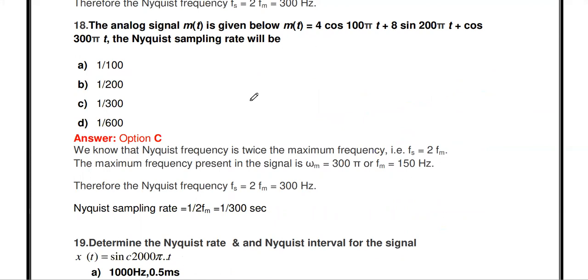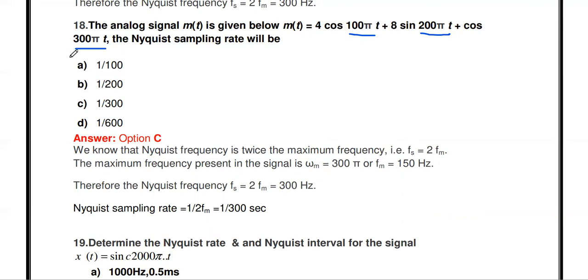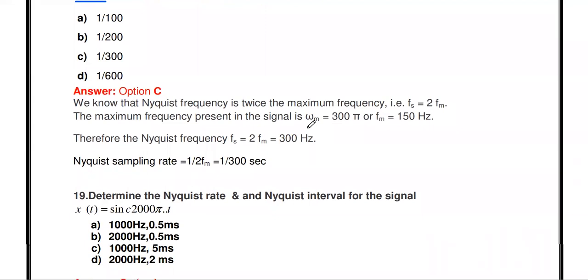Okay. So here in these 3 terms it is similar. You just find which one is the highest frequency component. Here 100 pi, 200 pi, 300 pi. So in these 3 signals, which one is the highest frequency component? 300 pi. So the maximum frequency omega m is equal to 300 pi.